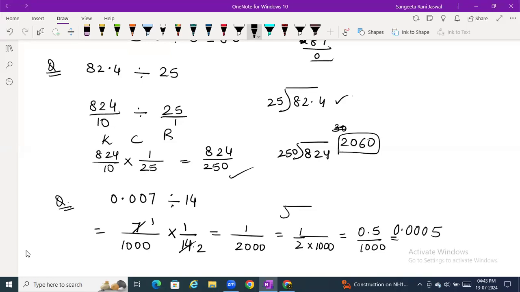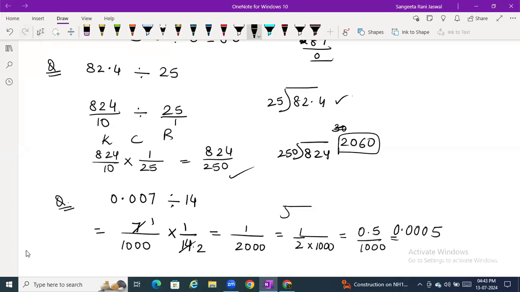I have a doubt. Yes? Ask. Ma'am, in this step of multiplying after the KCR rule, ma'am, don't we have to multiply? Why did we use the cut method? Which method? Ma'am, don't we have to divide 14 by 7, multiply 14 and 7?